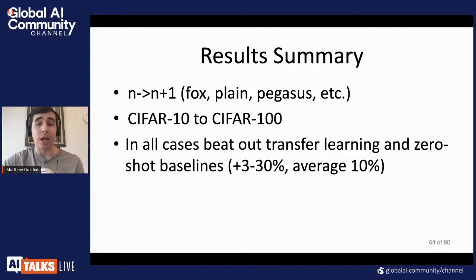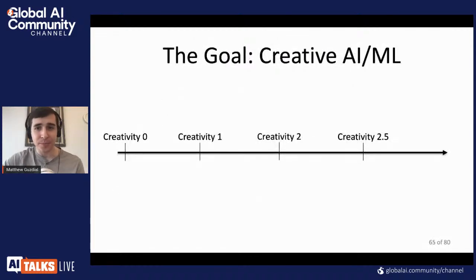And this is notably on hyper low levels of data. So this is like 5 to 10, going all the way up to 500 examples of new classes, of new images. So big takeaway, this isn't just games.